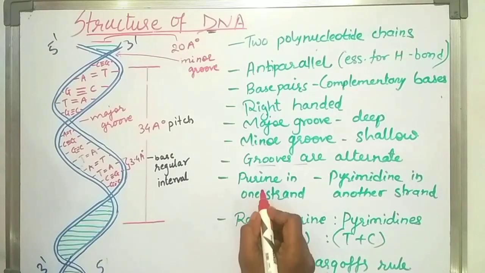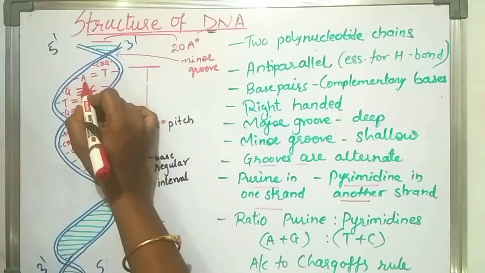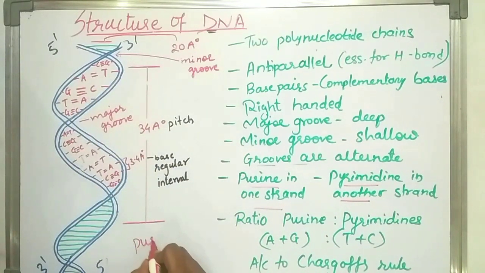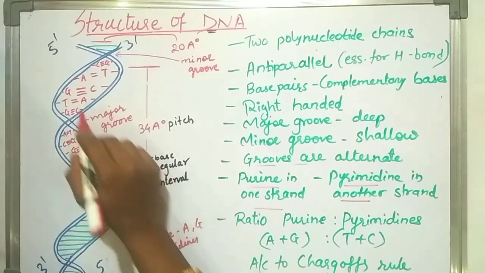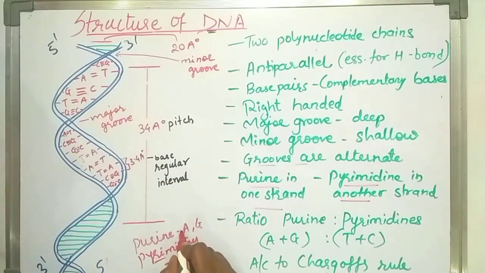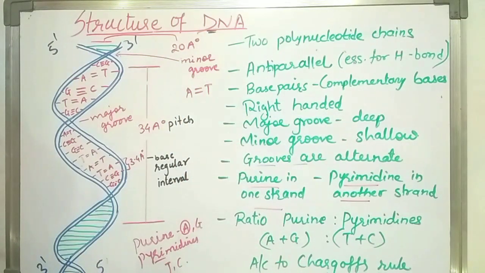Here, purine in one strand and pyrimidine in the other strand. As we know, purines are adenine and guanine, and pyrimidines are thymine and cytosine. So purine in one strand, pyrimidine in the other strand. If adenine is in one strand, the complementary base pairing will be thymine, and adenine base pairs with thymine with 2 hydrogen bonds.